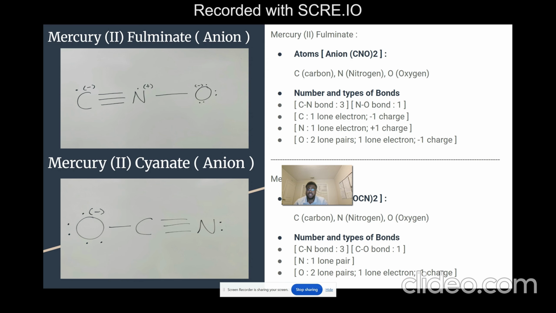Meanwhile, the cyanate anion has the exact same atoms: carbon, nitrogen, and oxygen. However, while they still have a triple bond for carbon and nitrogen, they have a different single bond, between carbon and oxygen instead of nitrogen and oxygen, even though they're the same atoms. Nitrogen has a lone pair, and oxygen has two lone pairs, a single lone electron, and a +1 charge. Even though they are the same exact atoms, they have different charges for their respective atoms.